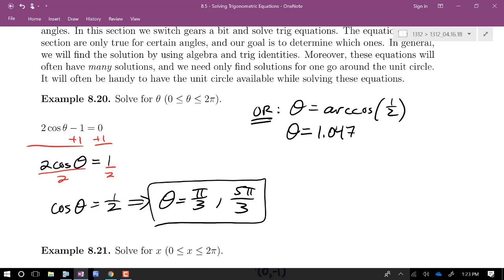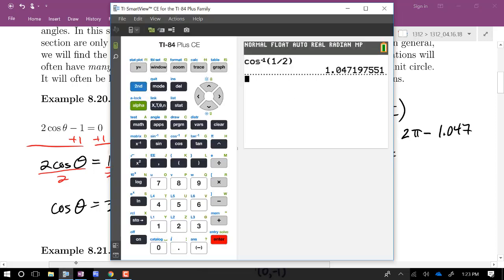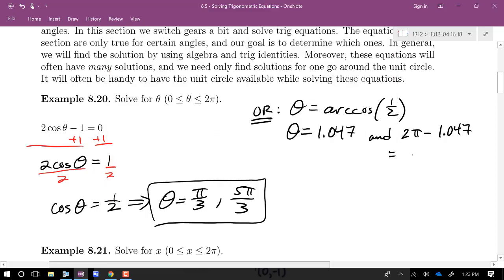Multiply by 180 divided by pi. Nope. That's if I wanted to get an answer in degrees, I could do that, but that's still not the two answers, right? There's two. So like the pi over 3 and 5 pi over 3, those were two different angles. Alex? 2 pi minus whatever that is. Yeah, so 2 pi minus 1.047, and that gives us 5.236.